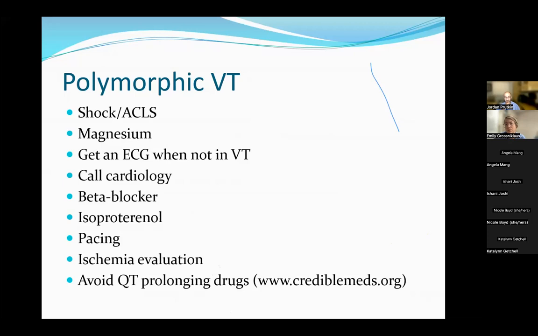And so you want to be calling us, and depending if it's ischemia or long QT, if it's ischemia, we're going to be giving a beta blocker. If it's long QT, we give isoproterenol, which is a beta agonist. We might put in transvenous pacing to increase the heart rate to try and suppress it. If we think it's ischemia, then we'll do an evaluation for that with an angiogram. If we think it's long QT, we're going to avoid QT prolonging drugs.